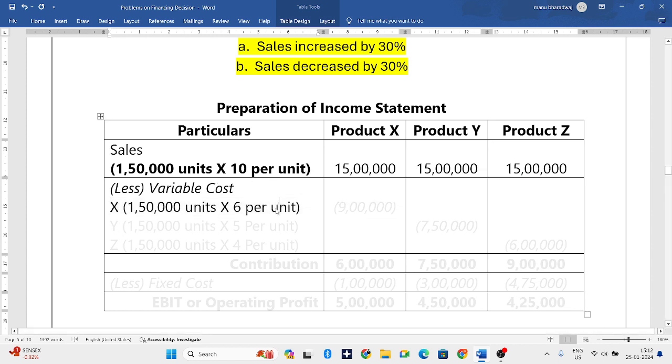First, product X, the variable cost is 6 per unit.